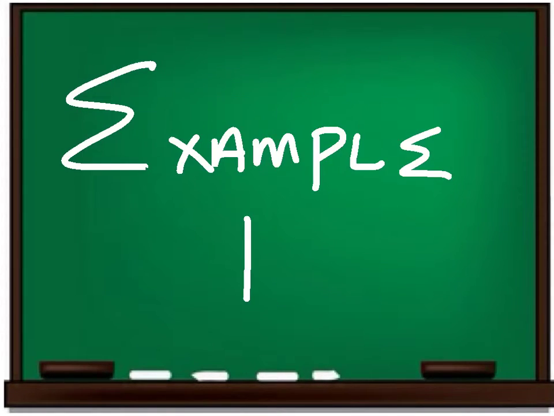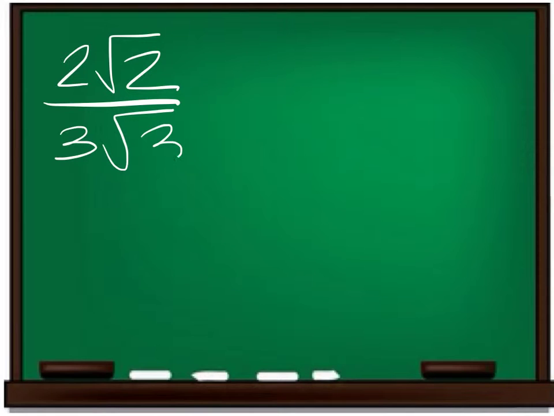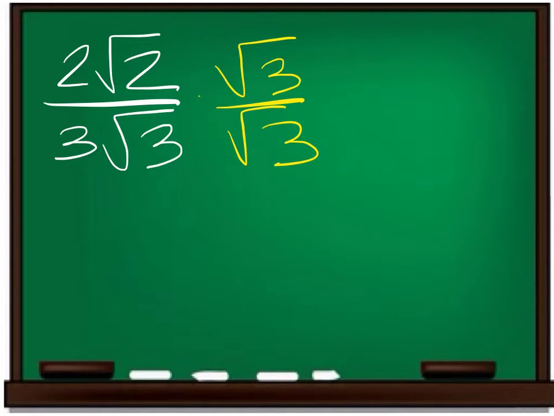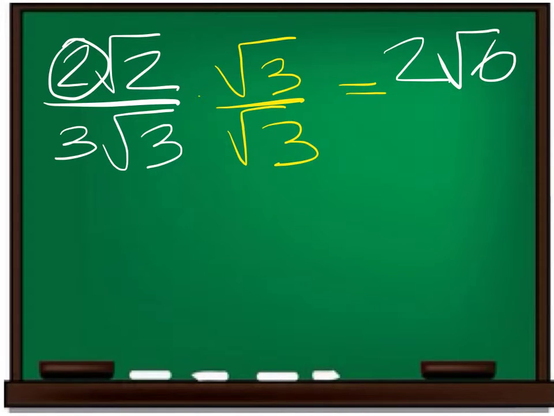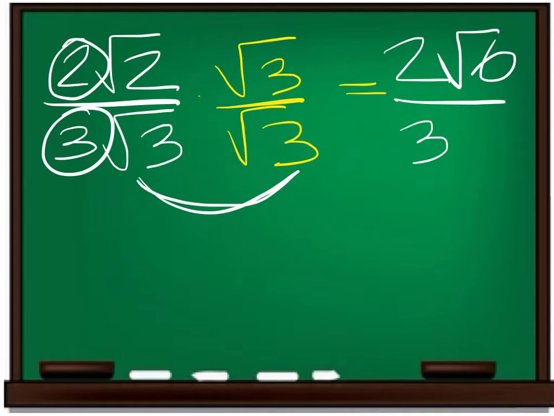Example 1. You have a 2 square root of 2 on the top and a 3 square root of 3 on the bottom. Multiply the top and the bottom by the square root of 3. When you do that on the top, the 2 here stays. Square root of 2, square root of 3 is square root of 6. On the bottom, this 3 stays, but these two multiplied together give me 3.